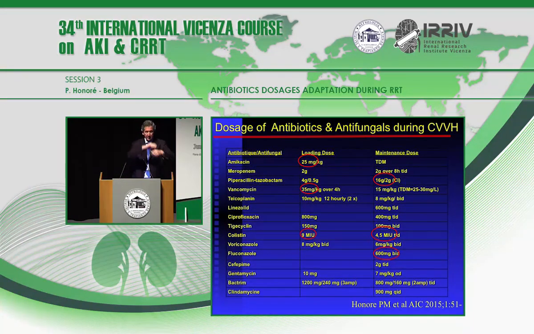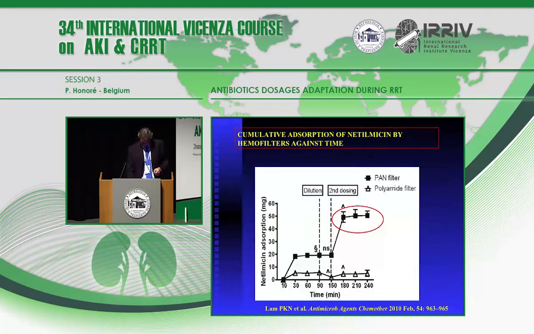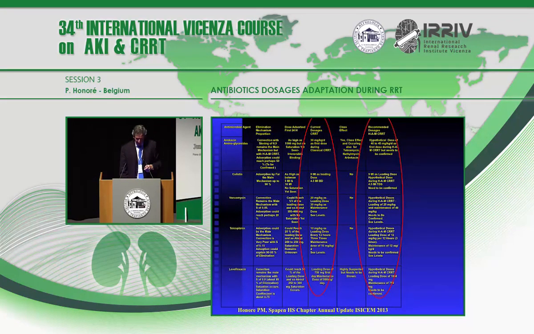Now, very quickly, we could also build some table to try to highlight the most important things that I told you already. Now, we know also that amikacin and other aminoglycosides are not only eliminated by convection, but by adsorption, as you can see here with netilmicin. Probably 500 milligrams per day adsorbed by the membrane, especially the new highly adsorptive membrane, on top of convection. So we might very quickly try to go for a higher loading dose.